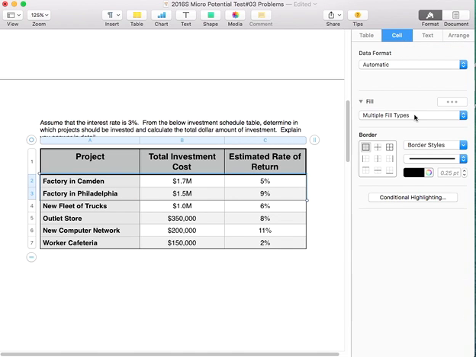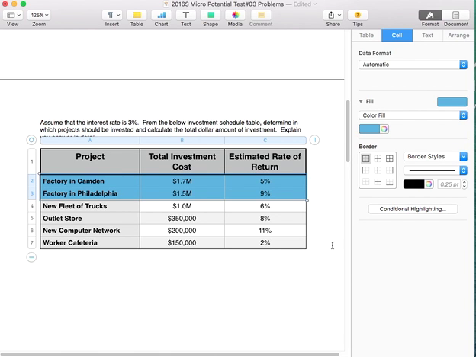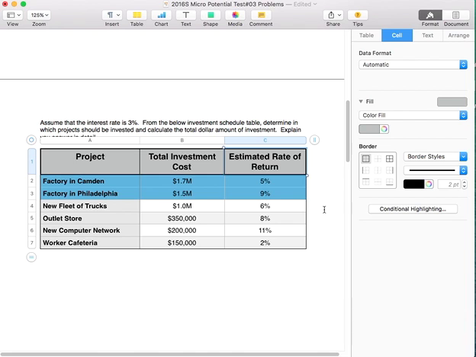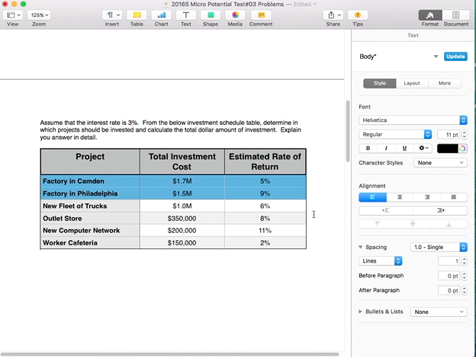So I'll go to the cell. Yeah, it has multiple fill types. Let me change that to a color fill. Yeah. So if it's in blue, we are going to invest in it. That means that the estimated rate of return here is greater than the interest rate of 3%.